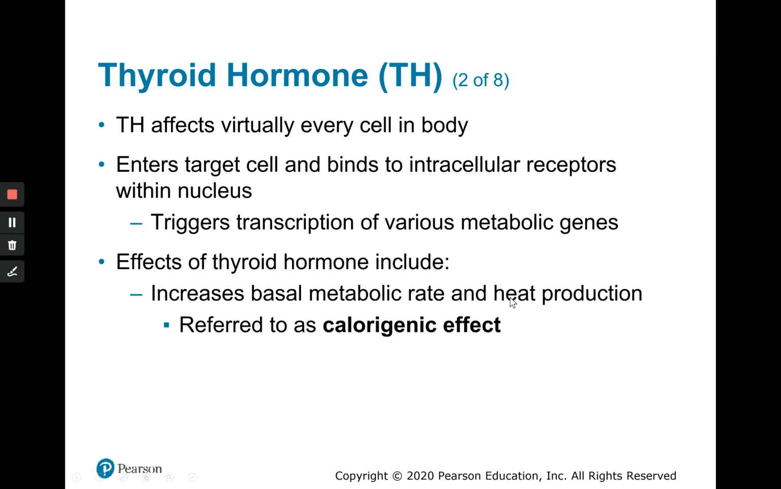So the effects of thyroid hormone, again, it's a major metabolic hormone, is generally going to be calorogenic. It's going to make cells increase their basal metabolic rate. Oftentimes, this produces as a byproduct of ATP production, heat. So a lot of the effects of thyroid hormone are calorogenic.